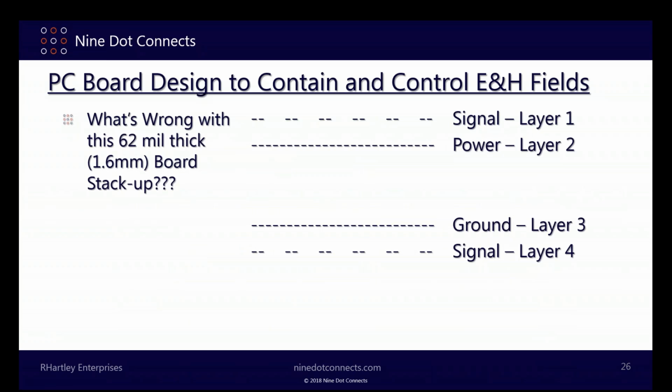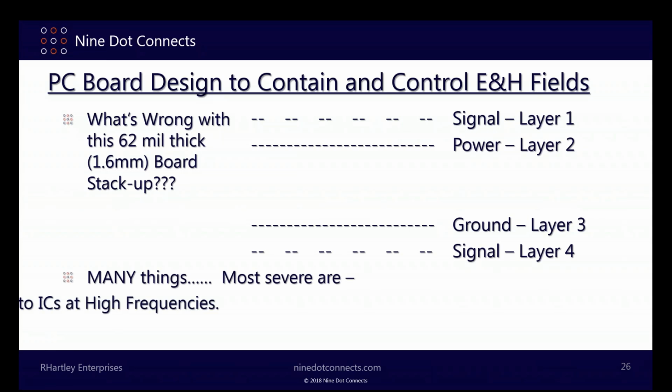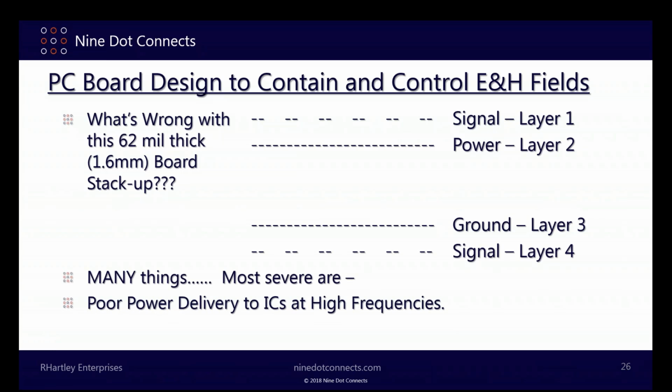So, board stack-ups. What's wrong with this particular board stack-up? This is a 4-layer board. This is a 4-layer board that everybody in the world uses. Power on 2, ground on 3. What's wrong with it? Just about everything. Most severe problems this has are power delivery, very poor power delivery. Why? Because this is a 1.6 millimeter thick board, which means the spacing between, because of the way boards are fabricated, and I hope all of you know this, the spacing between power and ground will be about a millimeter, between 35 and 40 mils, just about a millimeter.